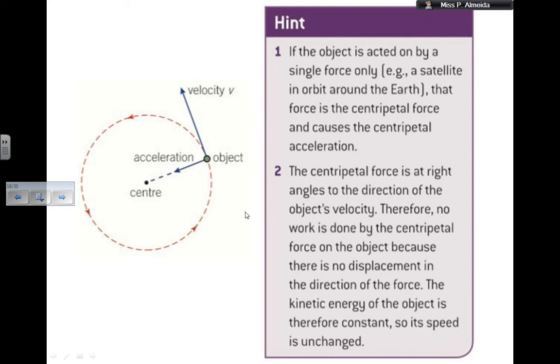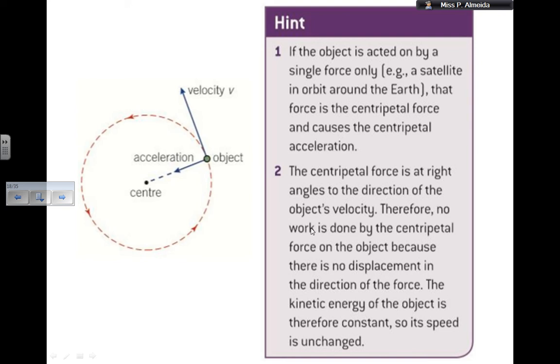Therefore, no work is done by the centripetal force on the object because there is no displacement in the direction of the force. Think about it. Work, by definition, is the force times the distance, the distance in the direction of the force. Now the force is actually going in a different direction to the displacement, so there is no work being done, okay? The kinetic energy of the object is therefore constant because the change in kinetic energy is the same as the work done, so the speed is unchanged. This is very important, okay?